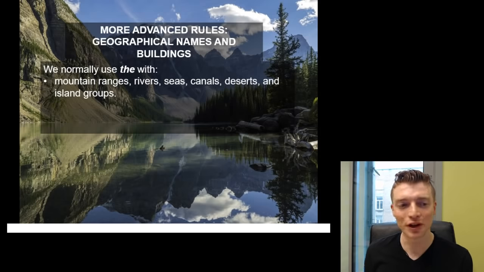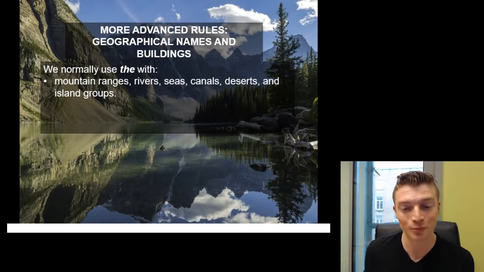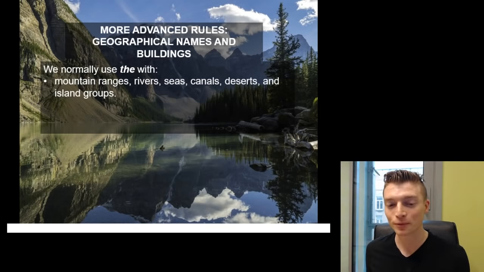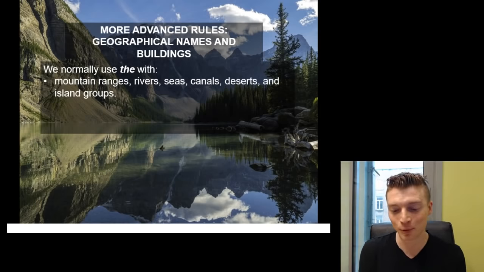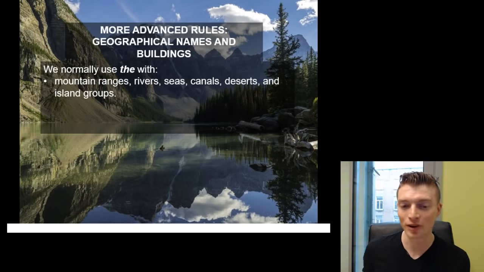So we use the with mountain ranges. Now a mountain range, it's not one mountain, it's a group of mountains. So for example, the Alps, the Himalayas, mountain ranges, more than one mountain. We also use the with rivers. So here in Dublin, we have the River Liffey, the River Liffey. A native speaker would never call it River Liffey.